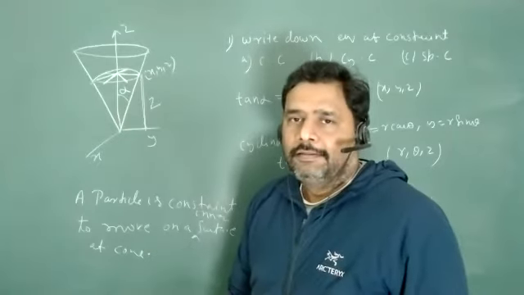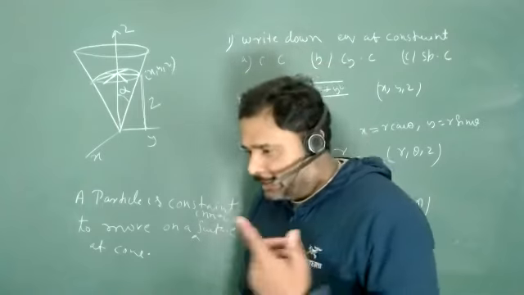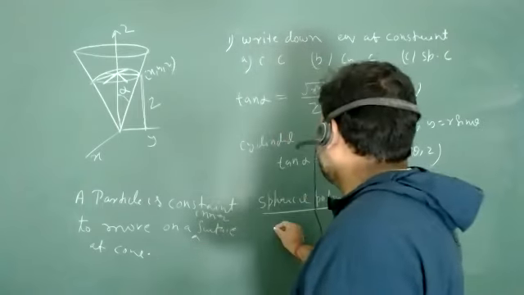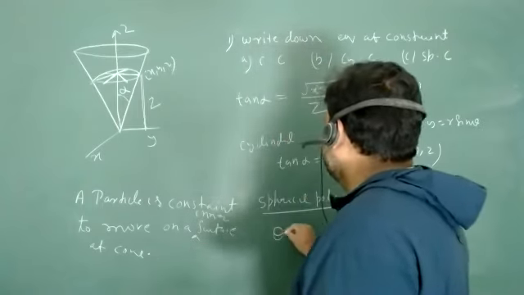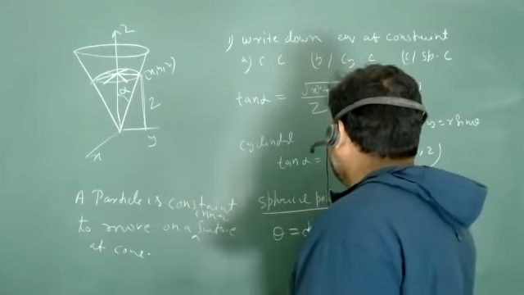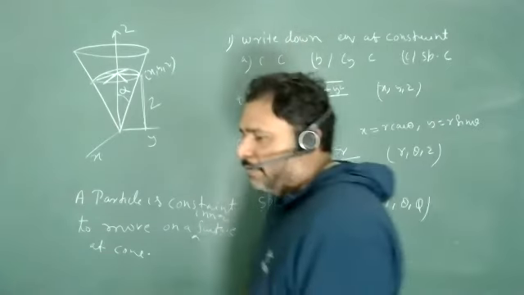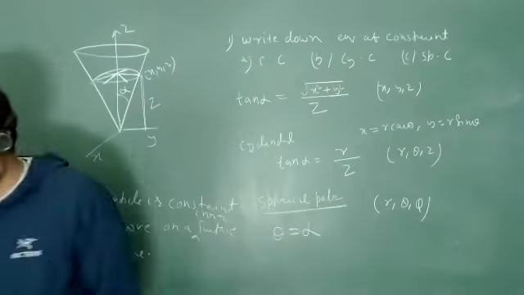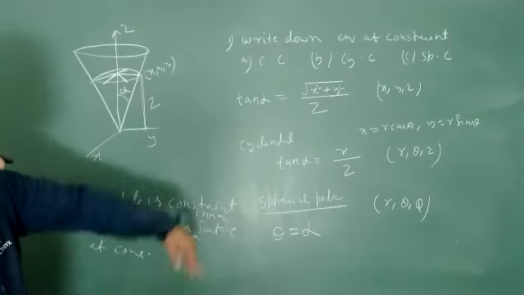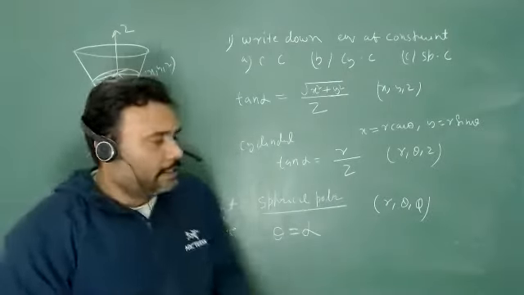Alpha. Alpha angle is making with the z-axis. So in a spherical polar coordinate, we can easily write theta is equal to alpha. In a very simple way, we can write theta is equal to alpha. If you want to verify, you can easily verify.